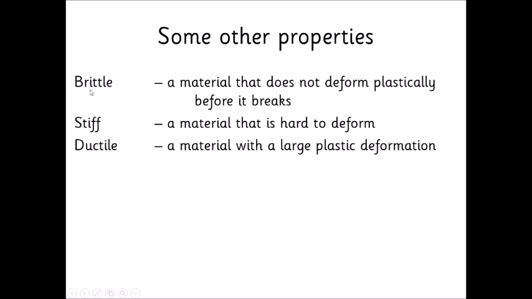The one that confuses people is brittle, because in everyday language we tend to use the word brittle to mean weak, but in fact brittle doesn't mean weak at all. Brittle means that it does not deform plastically before it breaks. So a material like cast iron, for example, is extremely strong. It's very difficult to break it, but it doesn't deform plastically.